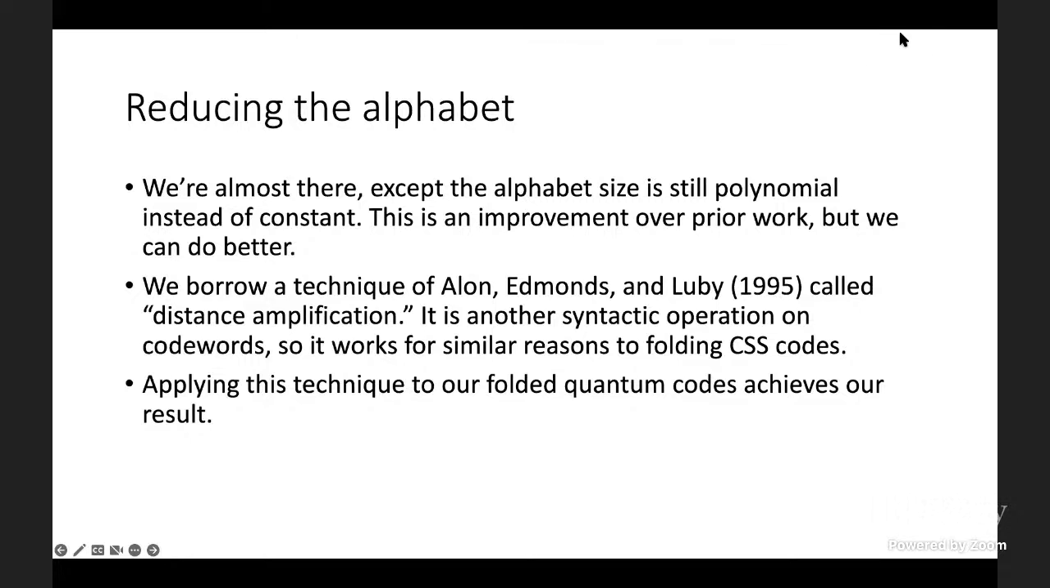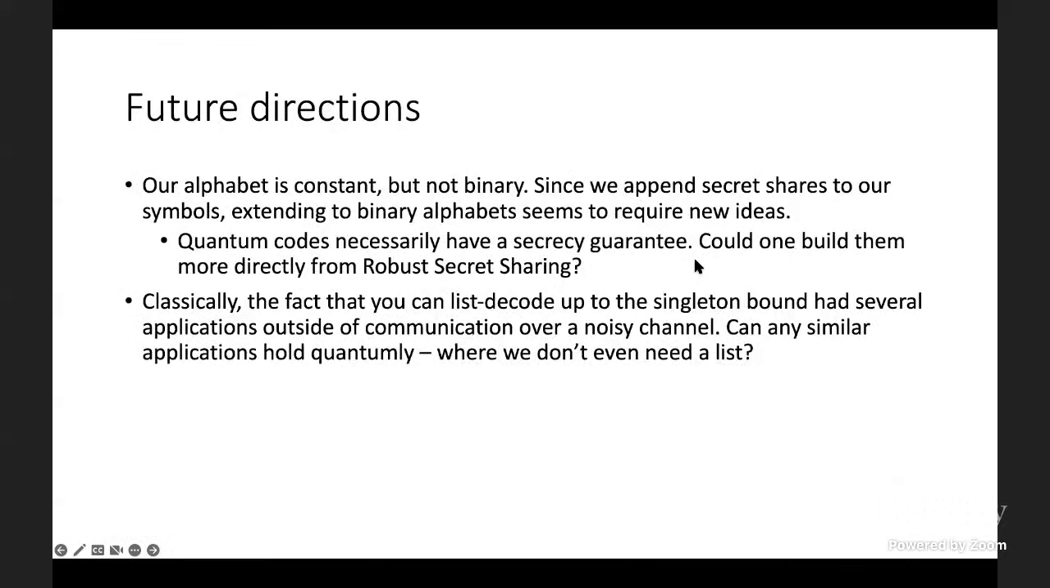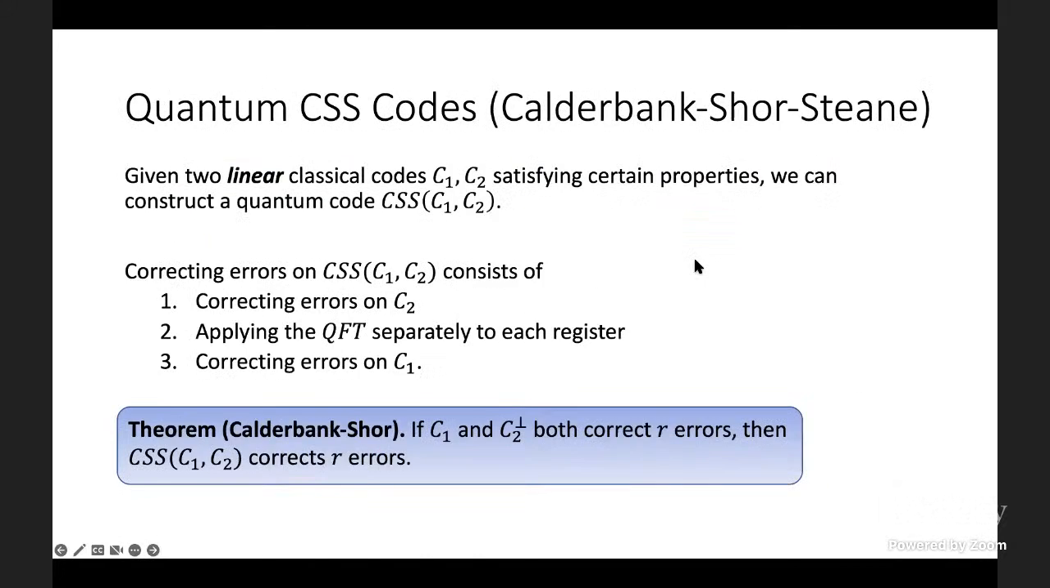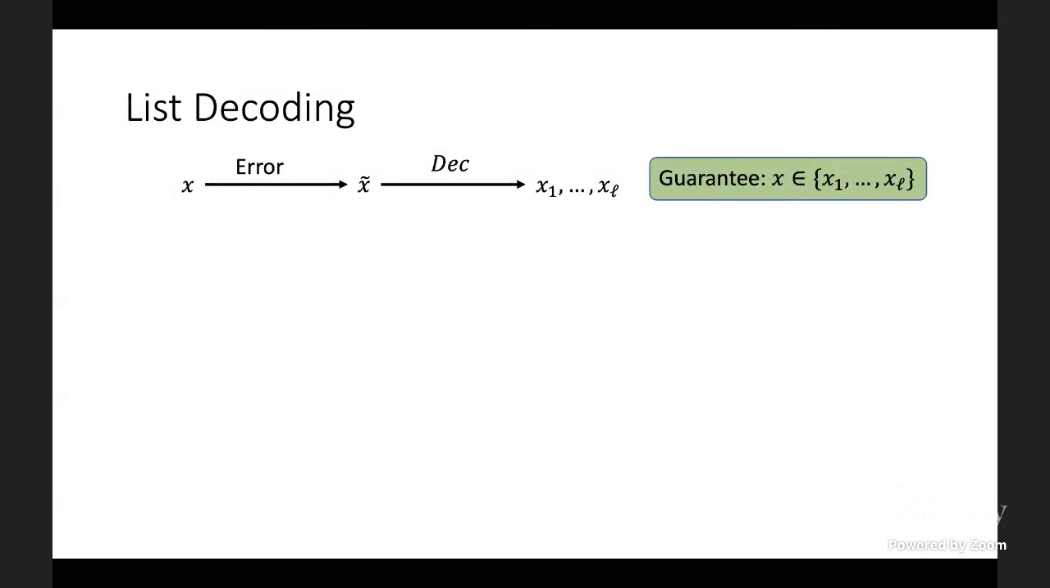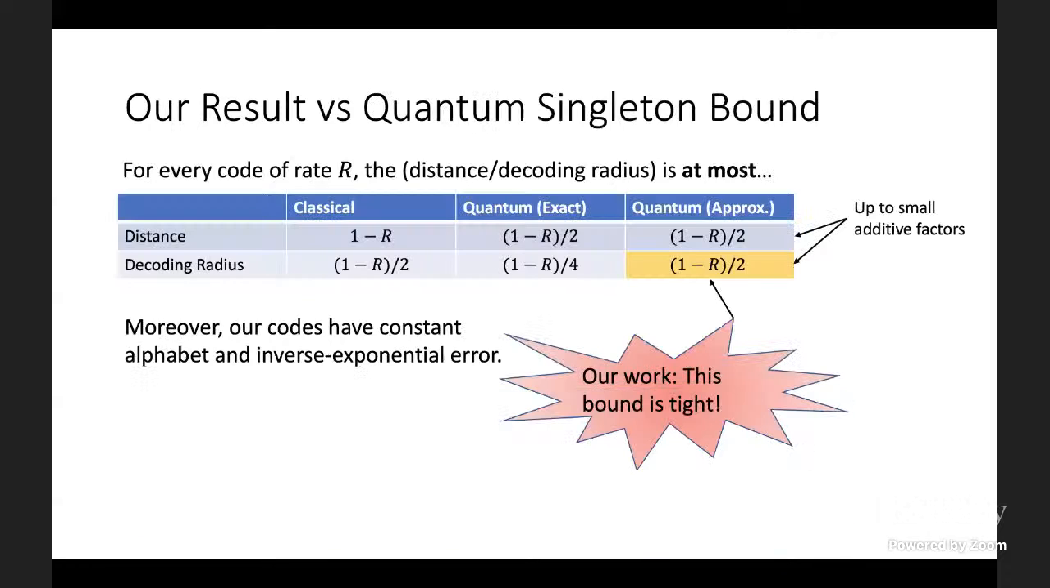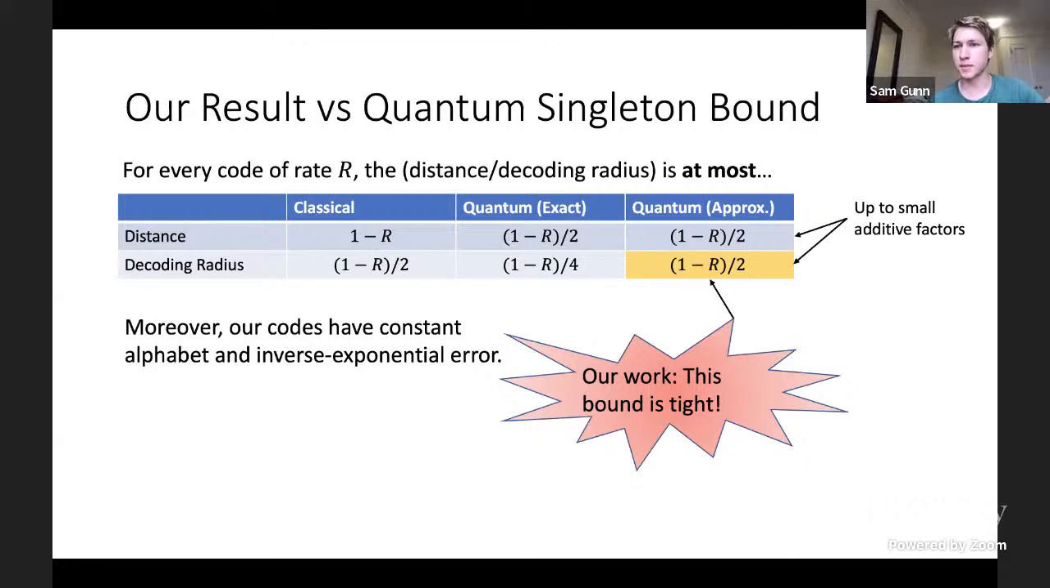For risk of sounding naive, this was a bit fast for me. Let me just see if I got what I got out of this. You show that approximate quantum error correcting codes cannot beat but achieve the singleton bound in terms of decoding radius. And the codes that you construct are basically CSS codes constructed out of folded Reed-Solomon codes. Yeah, in some sense, yeah.